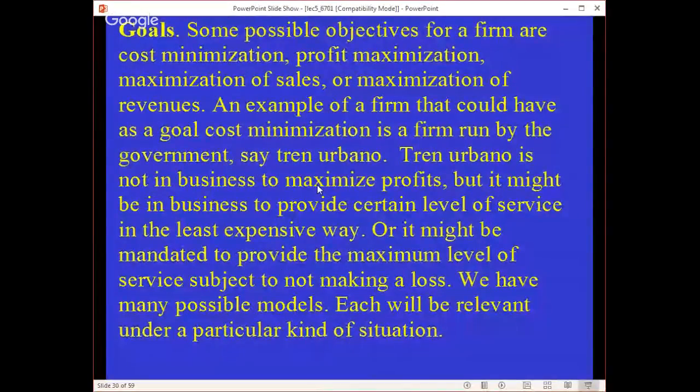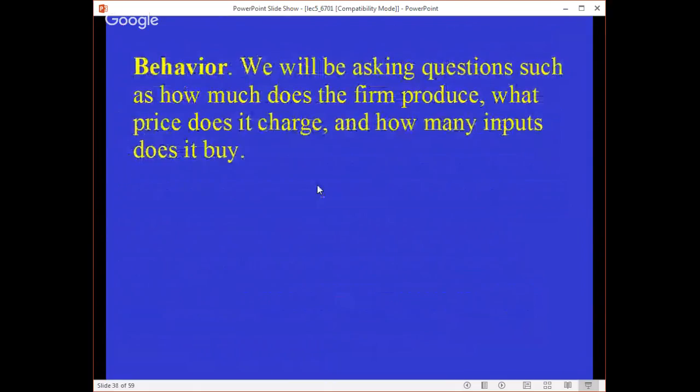So those are some possible objectives or goals for a firm that's not a profit maximizer, in this case, a cost minimizer. We have all kinds of possible models, and each will be relevant depending on what we're talking about. So behavior. We'll be asking questions such as, how does a firm produce? What price does it charge, and how many inputs does it buy?